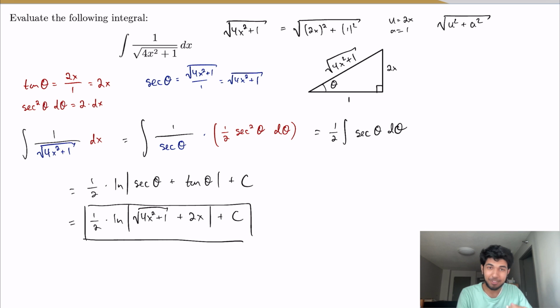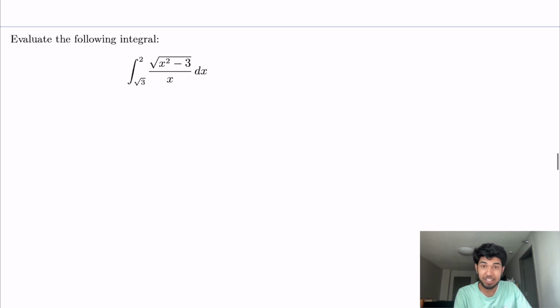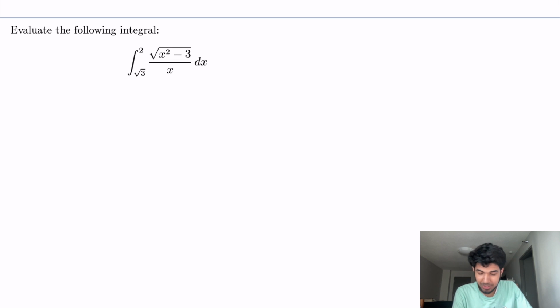There you go, that's our first walkthrough example of trig substitution. The good news is that all of the other problems are very similar. It's a similar pattern. You just need to know how to construct the triangle and just do your substitutions as always. So let's do it. Here we have a definite integral from the square root of 3 to 2 of the square root of x squared minus 3 over x dx.